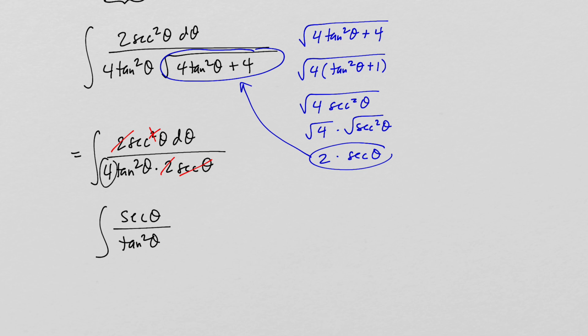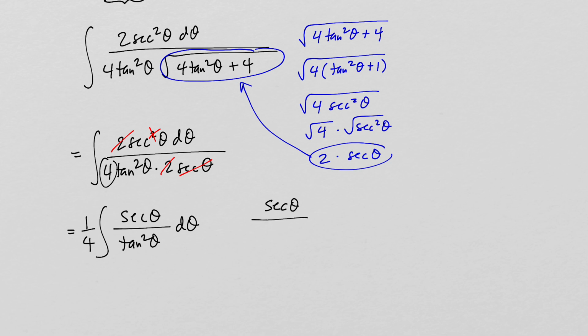And then the 4 in the bottom, we'll pull that out as a 1/4 on the outside of the fraction. And now how do we integrate this? Well, this integral here doesn't actually follow any of the guidelines for secants and tangents. So what I'm going to do is just simplify the expression using sines and cosines.